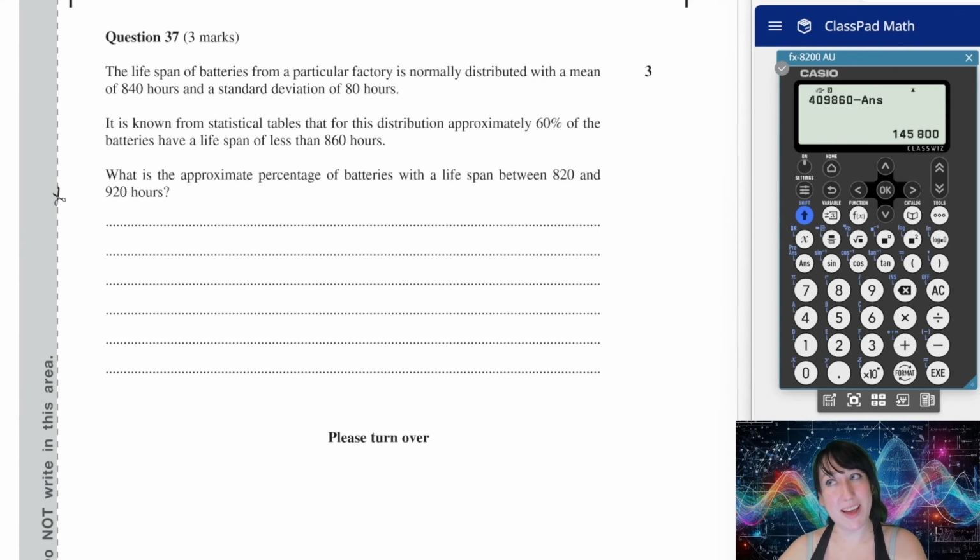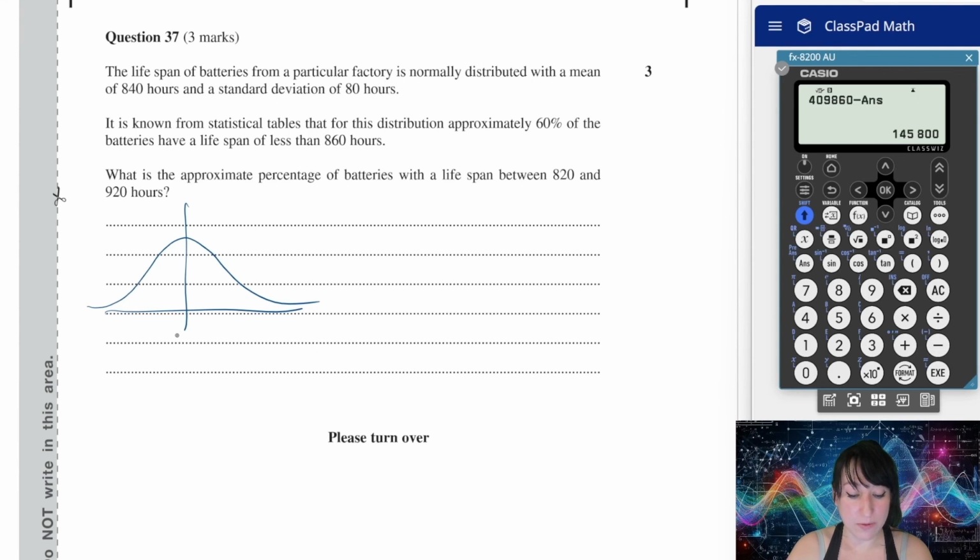Okay, the first thing I'd like to do is draw a normal distribution. Mean 840. Standard deviation is 80. So if we add 80 onto 840 a couple times, we can fill out the normal distribution. And then on the left, we can subtract 80.